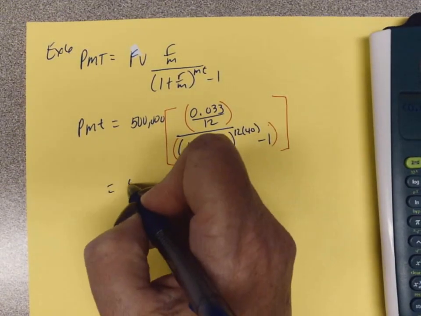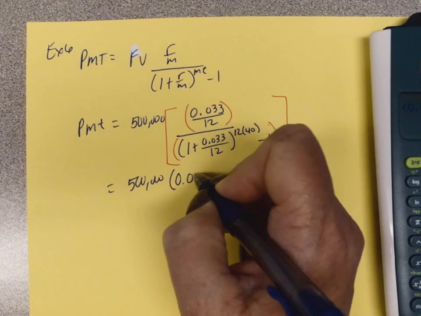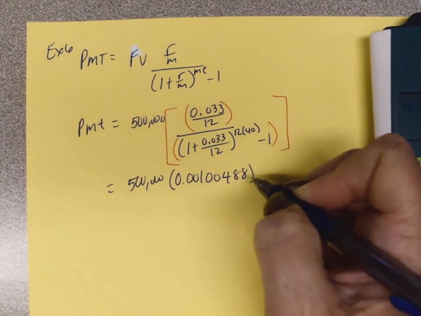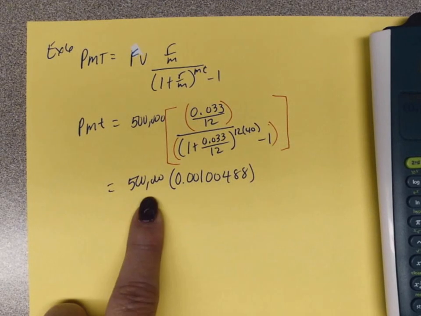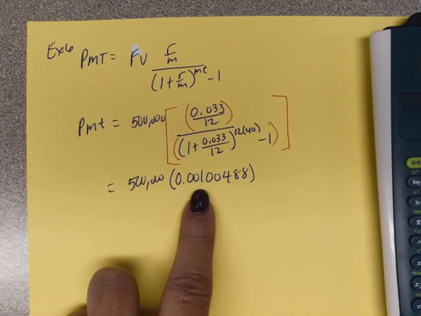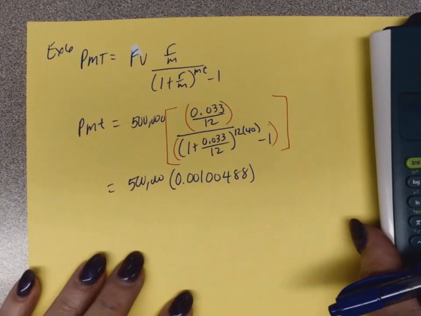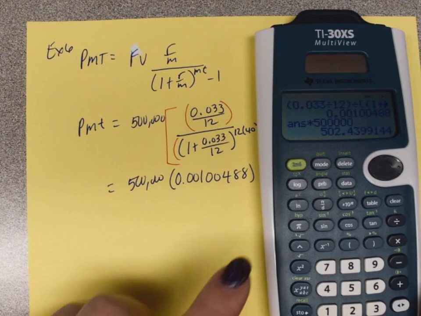So now we have 500,000 times our 0.00100488. Now, when you're doing these like on a test or something, you don't need to show me this number. You just need to multiply by 500,000. I'm writing this out for you so that you're checking with your calculator to see if you have the same one. All right, now I'm just going to hit times 500,000. So make sure you have enough zeros. There should be 5 of them. Hit enter.